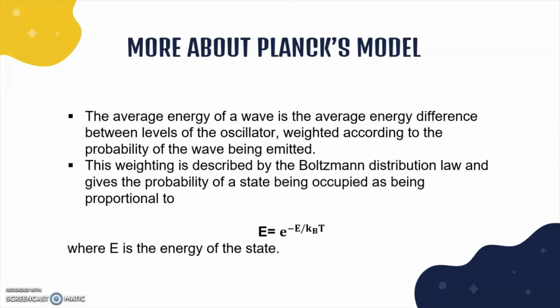The average energy of a wave is the average energy difference between levels of the oscillator, weighted according to the probability of the wave being emitted. This weighting is described by the Boltzmann distribution law and gives the probability of being occupied as proportional to this formula, where E is the energy of the state.